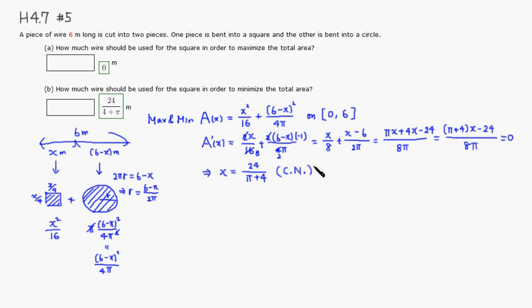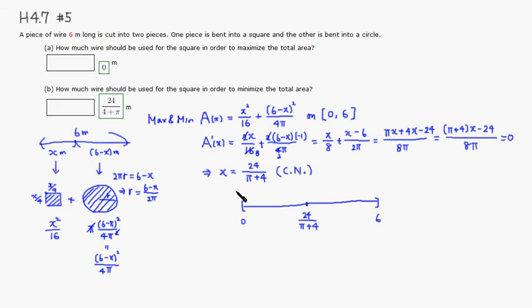All right? Then let's do a derivative analysis so that we can find where the max is and where the minimum is. So let's do a number line from 0 to 6. So 0 is here, and 6 is right here. And now 24 over pi plus 4 would be somewhere over here, so I'll just put it here kind of randomly, but it's going to be less than 6.